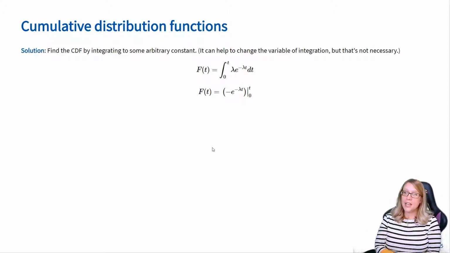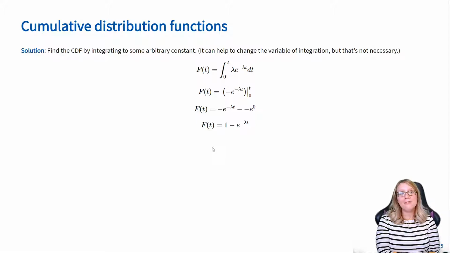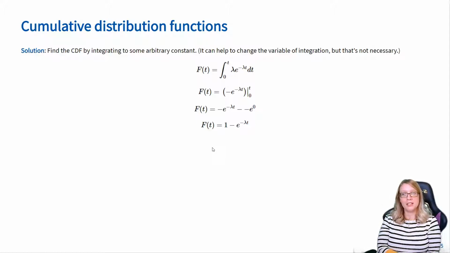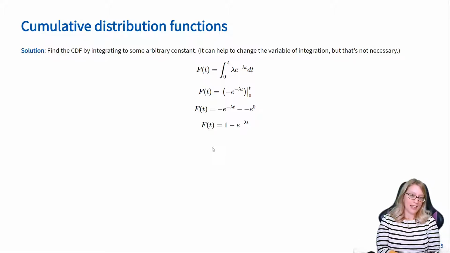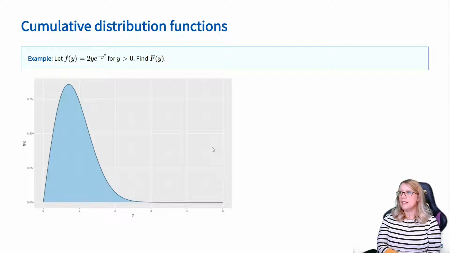So F of t, our cumulative distribution function, or our CDF, is negative e raised to the negative lambda t, evaluated from 0 to t. And we will end up getting this. So the CDF for the exponential distribution is capital F of t equal to 1 minus e raised to the negative lambda t. So let's take a look at an example of another cumulative distribution function.